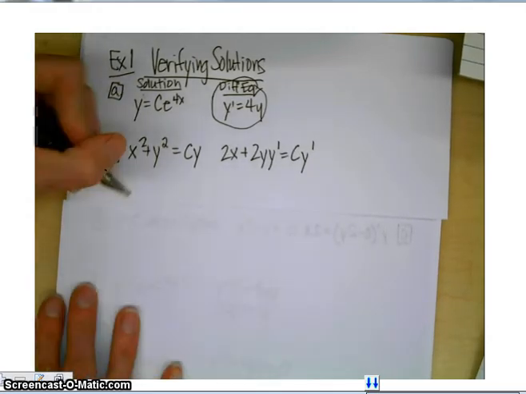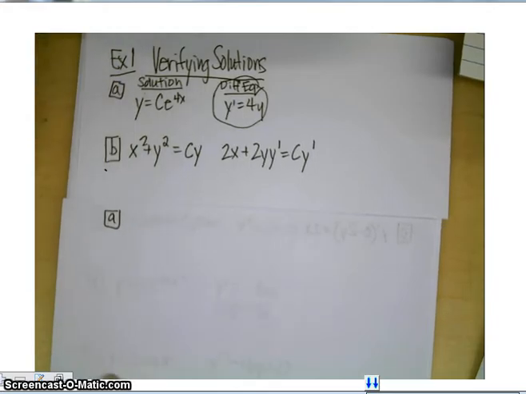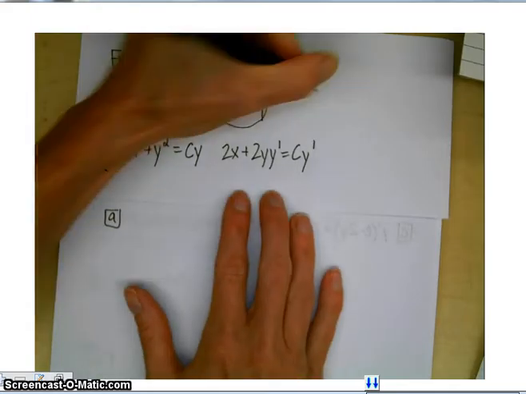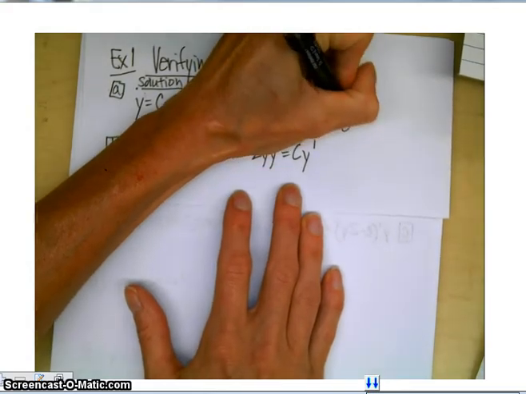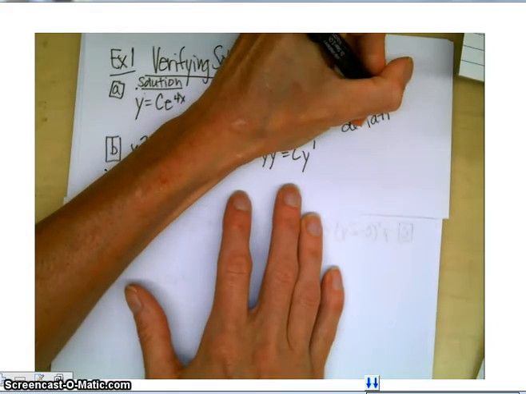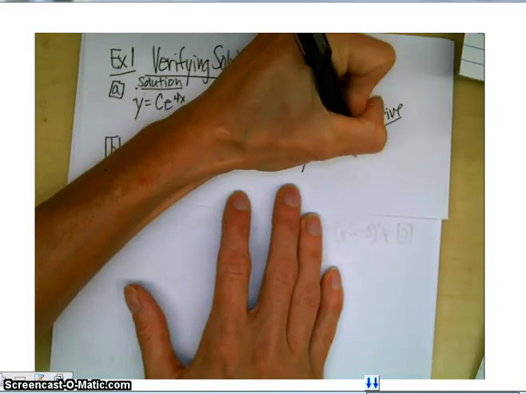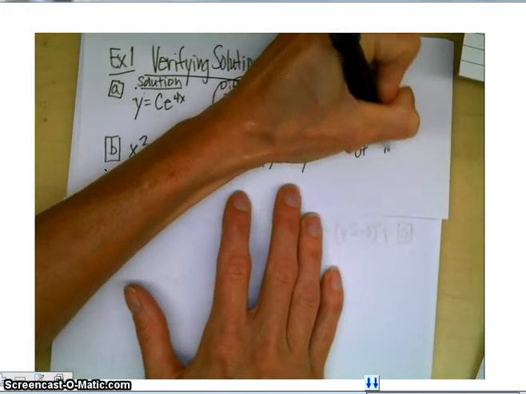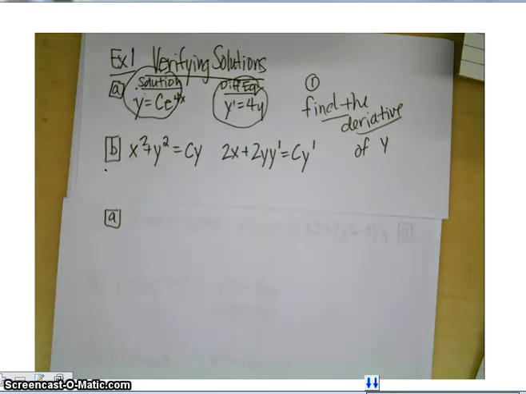So here's how we start to work out problem A. First thing we're going to do, we're going to start with the solution. We are working forwards this time and just doing a verification process. So what we're doing here is we're going to find the derivative of y. So we're always starting with the solution here in these first problems.